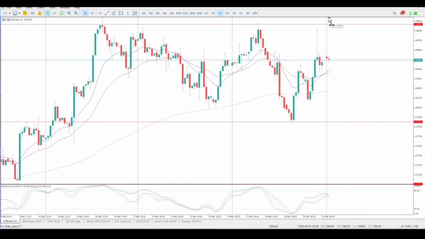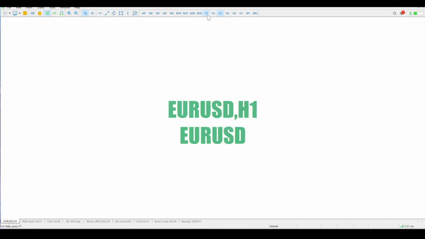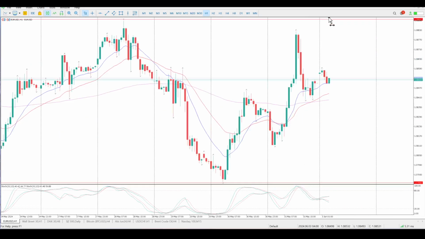A 3 hour doesn't change much. You can see up, down, rejection happening at the top, buyers coming here, so no real signal brewing there. The 1 hour does change the tune a little bit because it's a break of all the moving averages here.